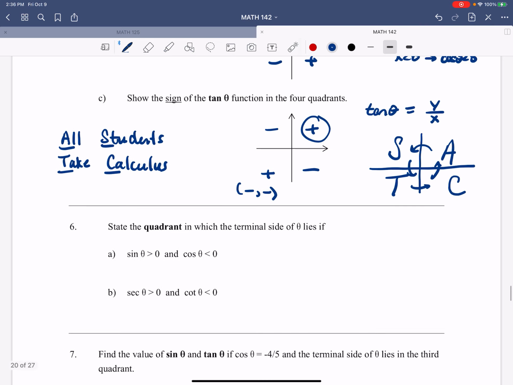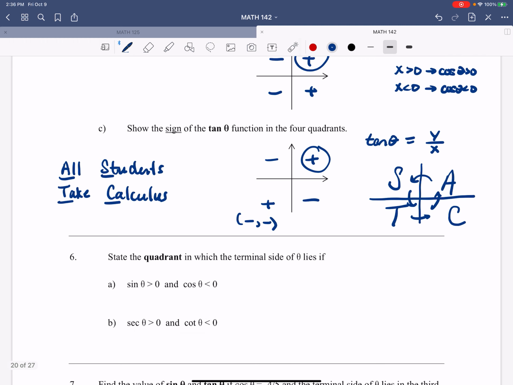So just to pull this together, let's state the quadrant in which the terminal side of theta lies if, part A, sine of theta is positive and cosine of theta is negative. Well, if sine of theta is positive, that means we have to be in quadrants 1 or 2. If cosine of theta is negative, well, let's see. Cosine is positive in 1 and 4, so cosine must be negative in 2 and 3, and it must be quadrant 2.